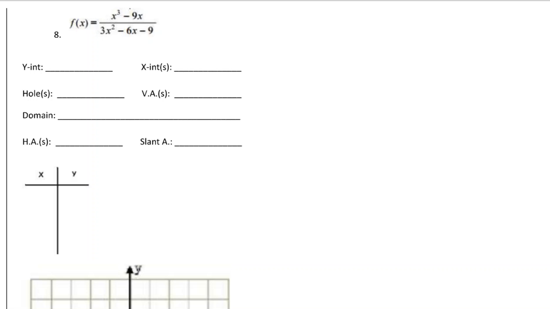Okay, so first off, for the y-intercept, plug in 0 for x, and you get 0 minus 0 over 0 minus 0 minus 9, but 0 divided by negative 9 is 0. So your graph should go through the origin.